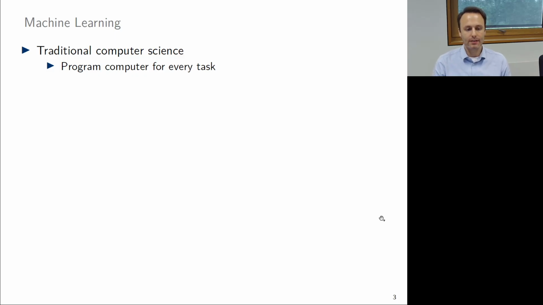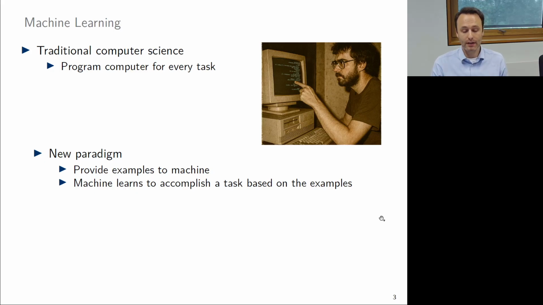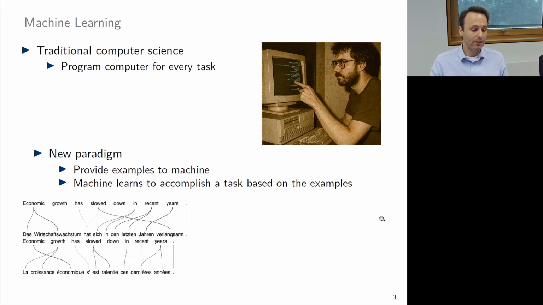Well, to understand that, let's take a step back and look at what traditional computer science has done. Traditionally, programmers have written instructions for computers to execute. Now, there is a new paradigm that actually reverses this. Instead of giving instructions to computers, we give examples to computers, and the computers learn the instructions or the rules from these examples.